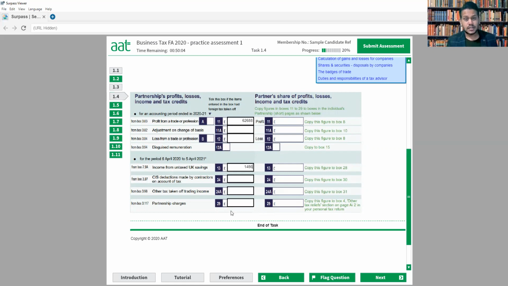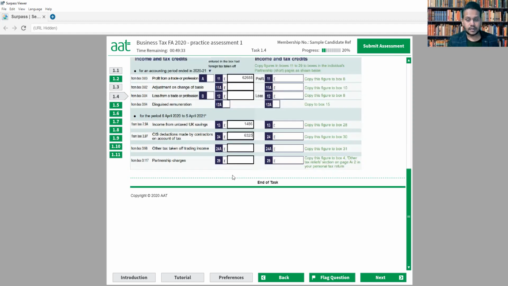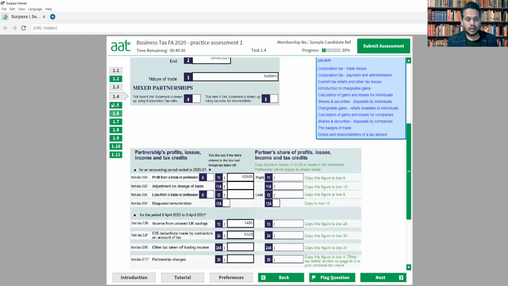The question gave it to us already, and we have the CIS deduction. That is 6325. And I think that's it. You really don't have to do too much, but obviously it's maybe not that simple in the exam. So you have to know all the boxes, how to fill them up. You can look at your question bank. There are a few questions there for the partnership, and you need to make sure you know which boxes, what information you have to fill. And this one is not very difficult anyway. All right, let's move to the next one then.